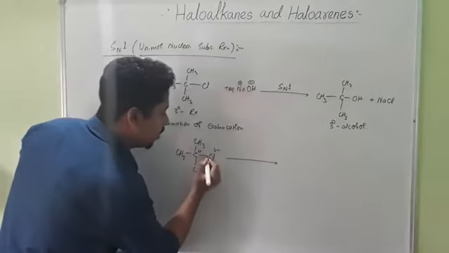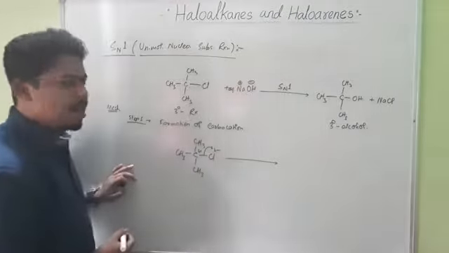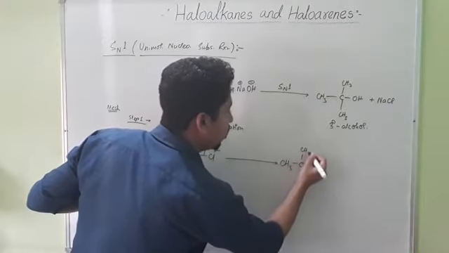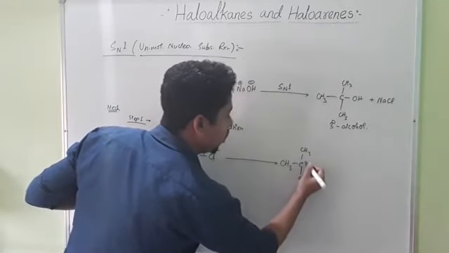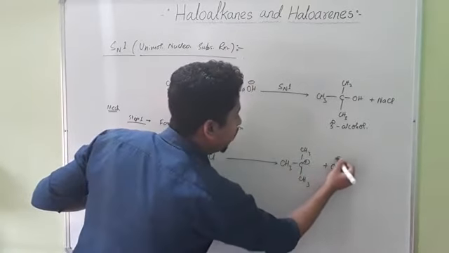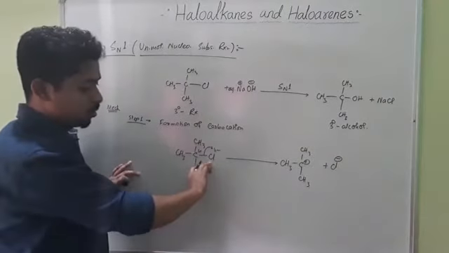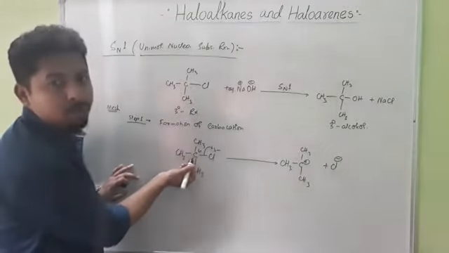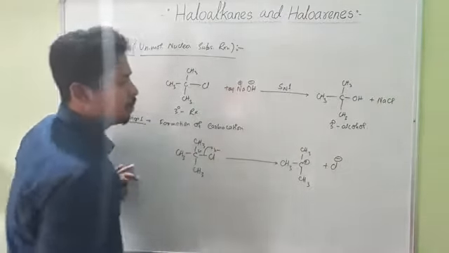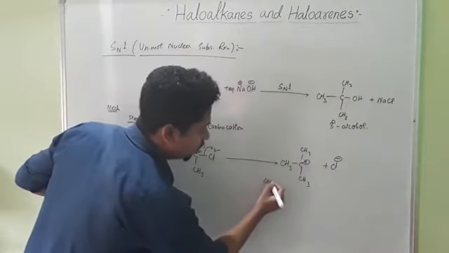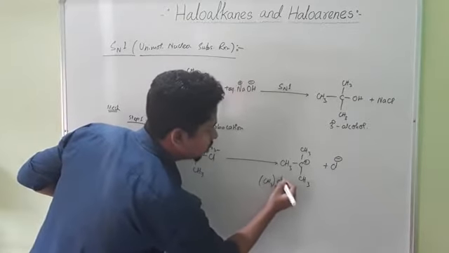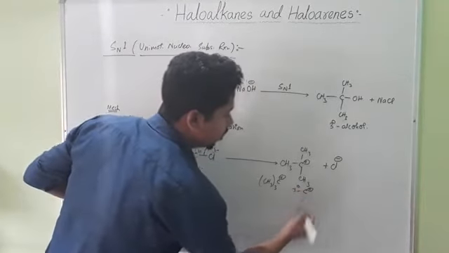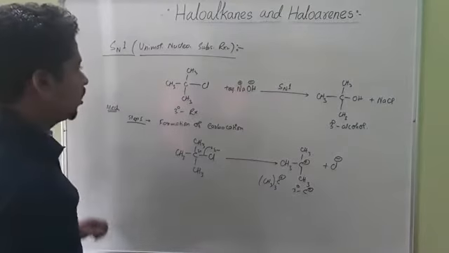Here the Cl minus will be released as a leaving group. So we will get CH3, bond C, bond CH3, bond CH3 plus, and Cl minus, because when Cl is released it takes the bonding electrons with it. As a result this carbon becomes electron deficient, so it becomes C plus. We can write it like that: (CH3)3C plus, a 3 degree carbocation.